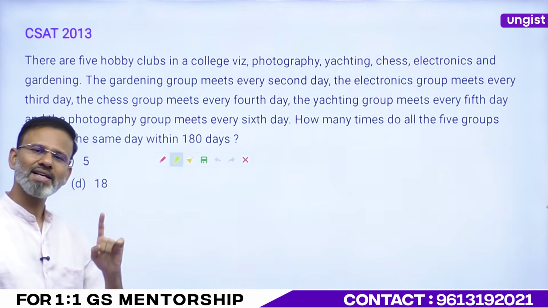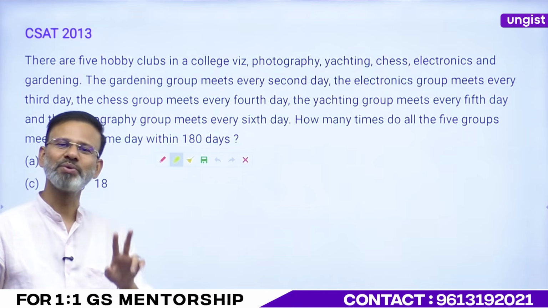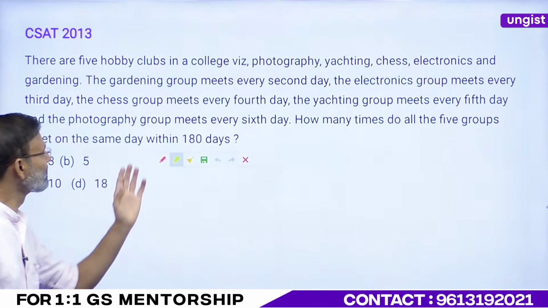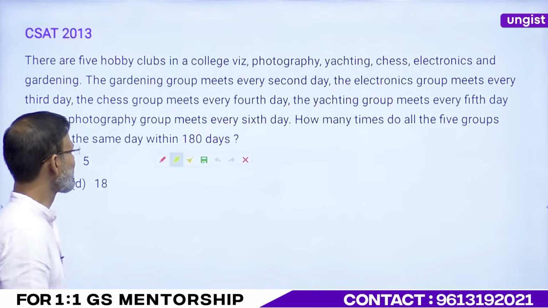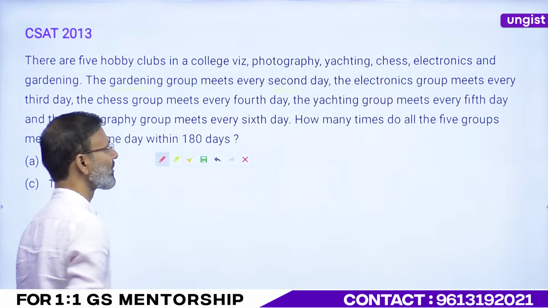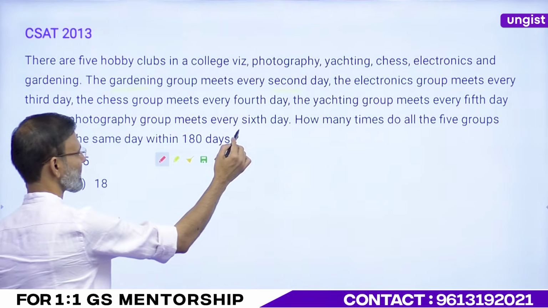This question was asked in UPSC CSAT 2 times. The same question they have asked 2 times. Read the question. The question is saying there are 5 hobbies club. So they are saying gardening club meets every 2nd day, electronics group meet every 3rd day, and 4th day and 5th day, till now 6th day.